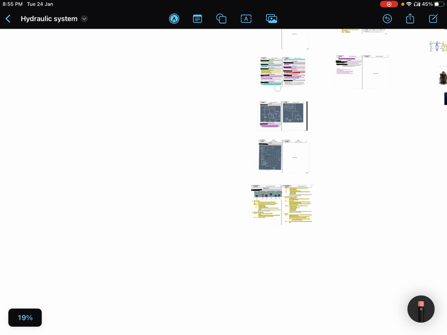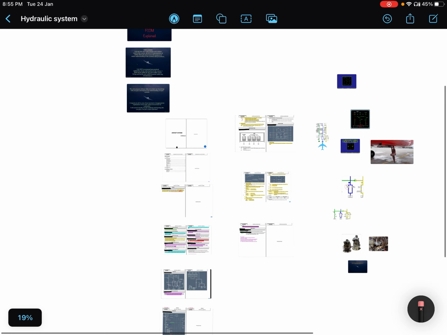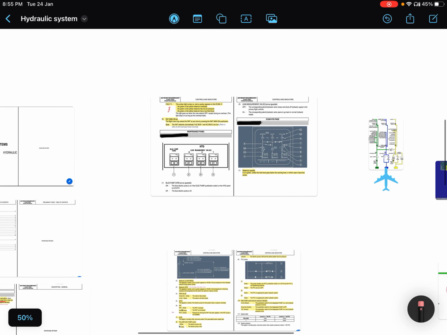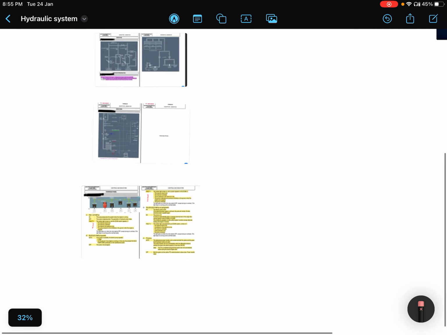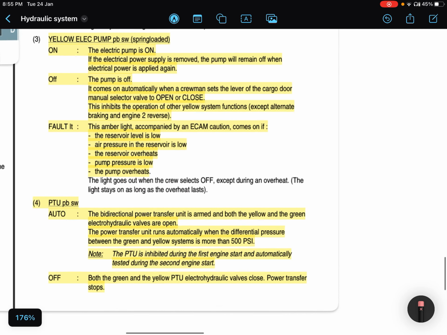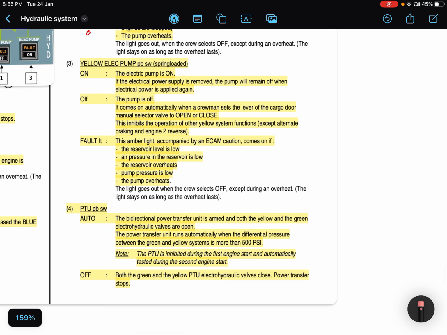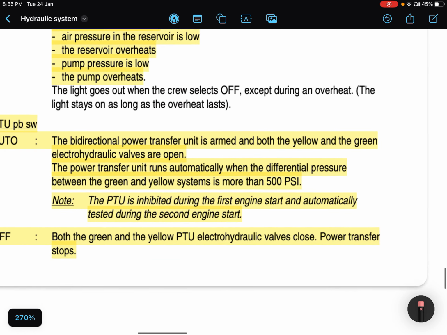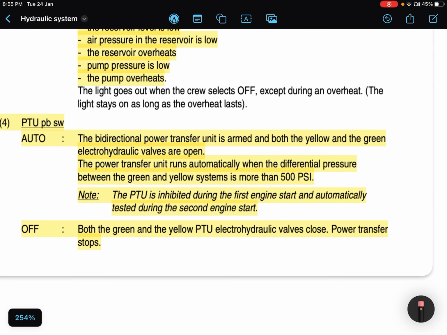Right. Let's go back to the page we were on. Yes, we were talking about the PTU auto operations. Under normal conditions, PTU remains in auto position. This bidirectional power transfer unit is armed when both the yellow and the green electro-hydraulic valves are open. The power transfer unit runs automatically when the differential pressure between the green and the yellow system is more than 500 psi.